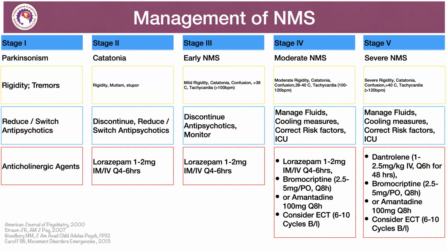Then, in patients who have severe NMS with hyperthermia, fluid management is critical along with cooling measures. Dantrolene sodium can be considered, usually given in a dosage of around 1 to 2.5 milligram per kg IV every 6th hourly for 48 hours. It is usually not easily accessible in most of the centers and cities. That's the limitation you need to understand. Or we can have bromocriptine, amantadine, and consider ECT. This shows the variability of approach to management of NMS based upon the stage of the symptoms at which you have seen the patient.